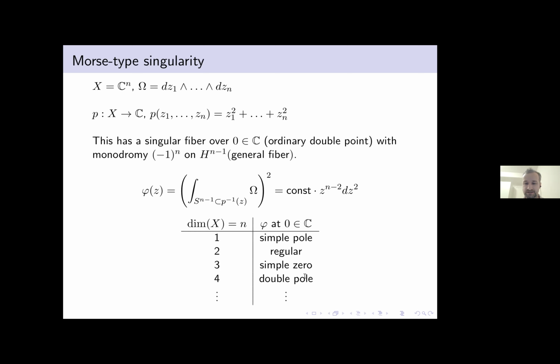And so, sorry, here it should say zero, not pole. That's a typo. Yes, also for dimensions 4 and 5. So as I increase dimension, I get zeros of higher and higher order. Sorry, this should be a zero, not pole.